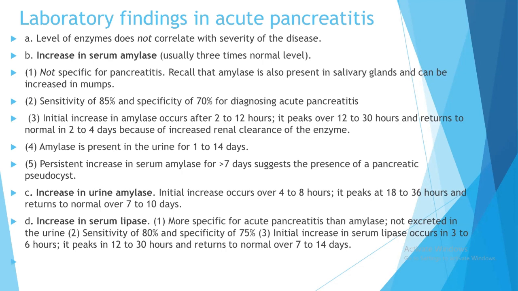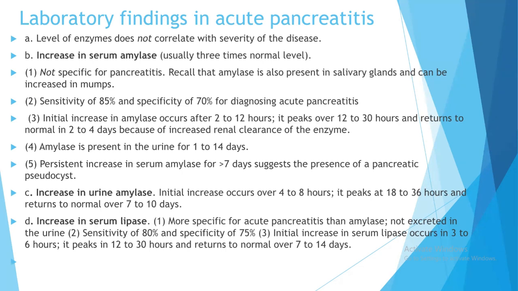The amylase is present in the urine for 1 to 14 days, and a persistent increase in the serum amylase for more than 7 days suggests the presence of pancreatic pseudocyst. Increase in the urine amylase: the initial increase occurs over 4 to 8 hours, it peaks at 18 to 36 hours, and returns to normal level over 7 to 10 days.